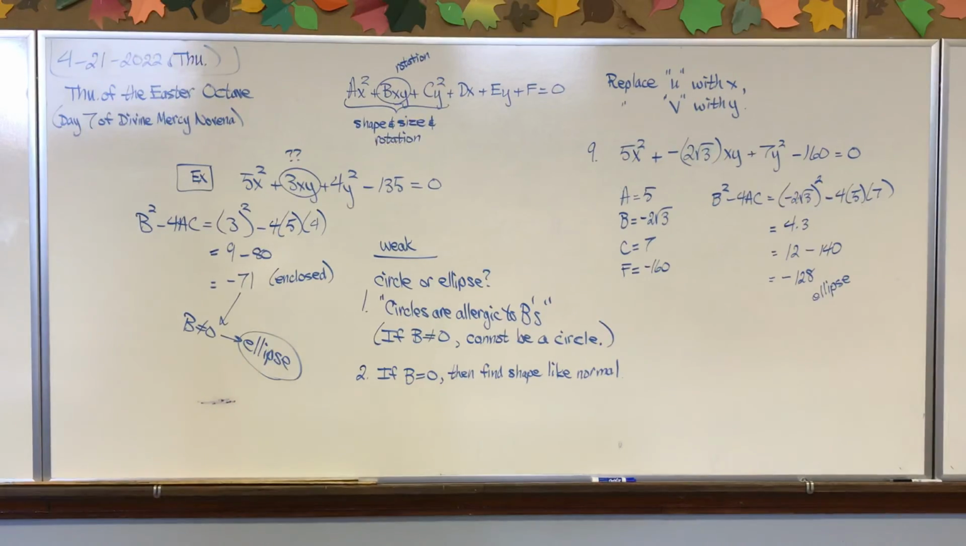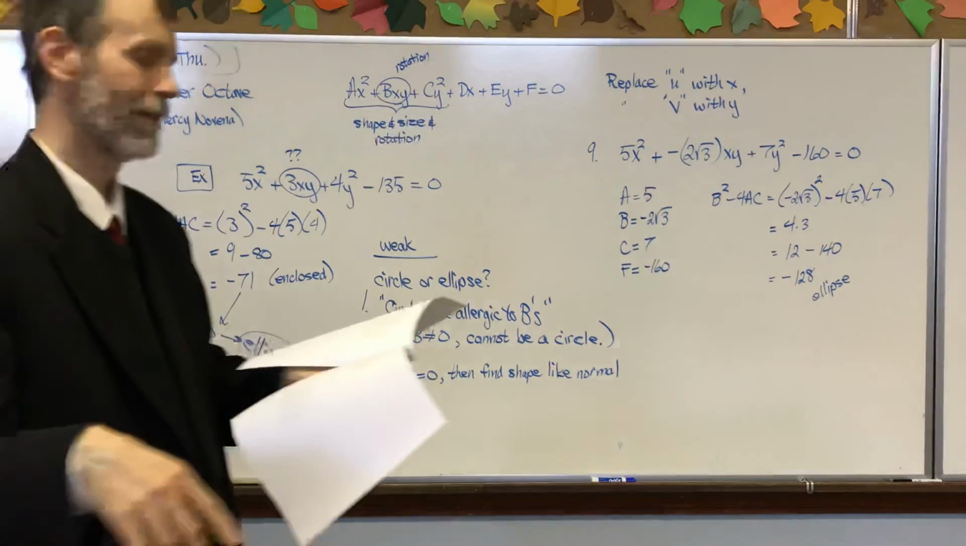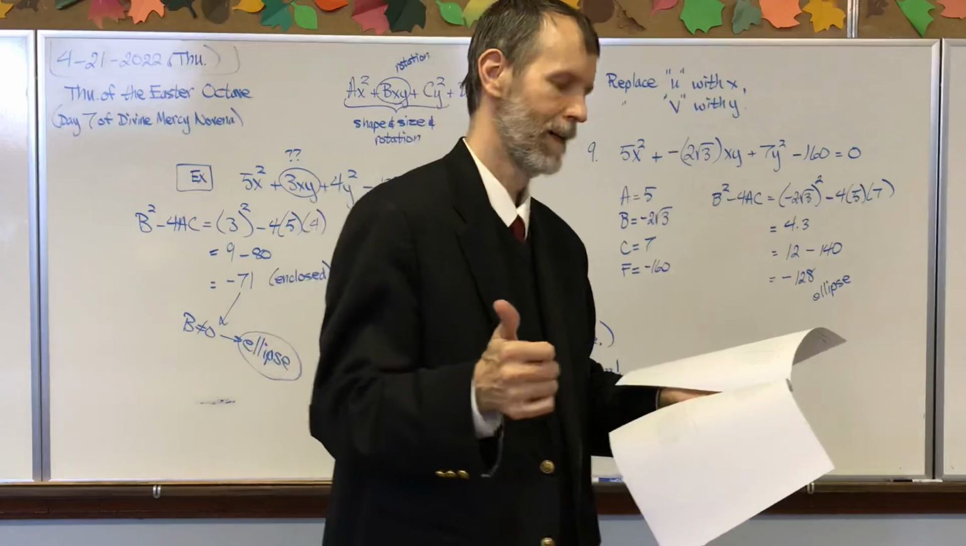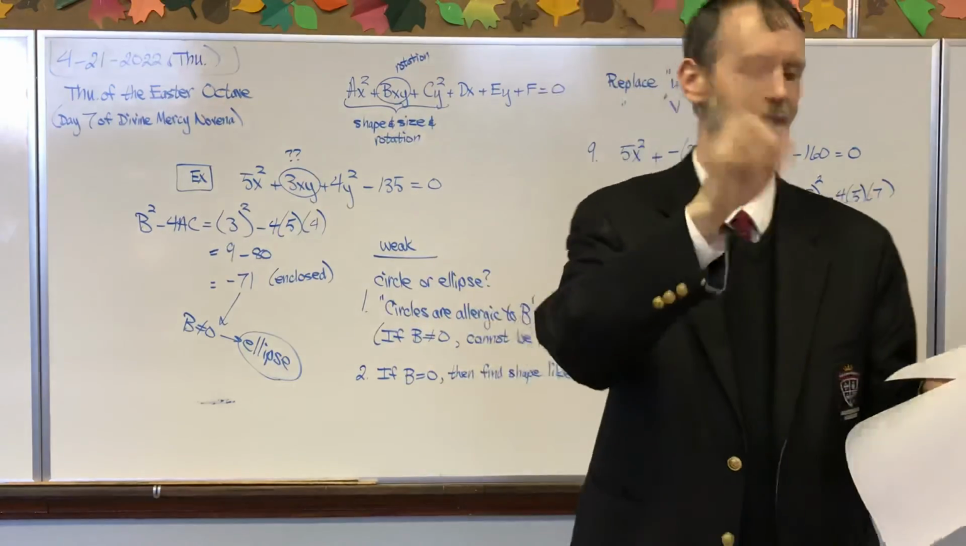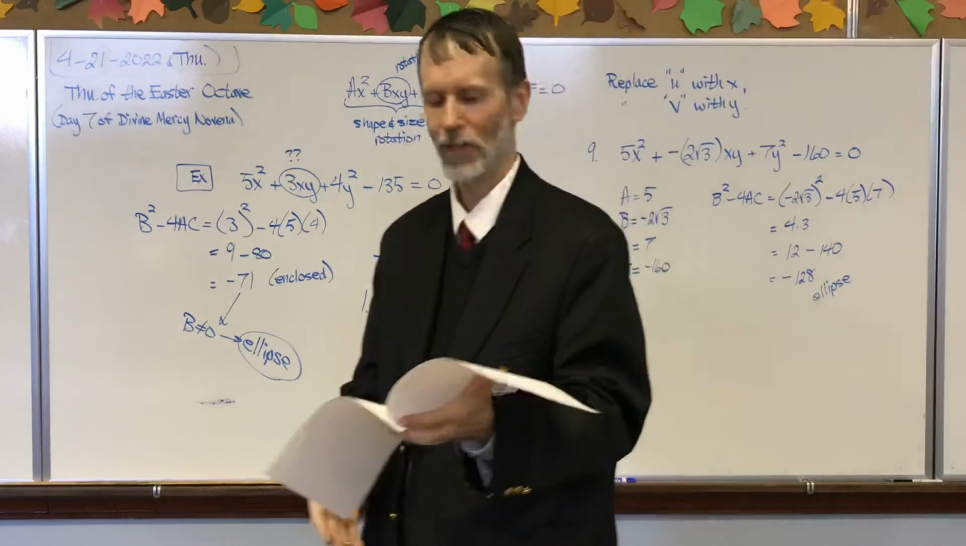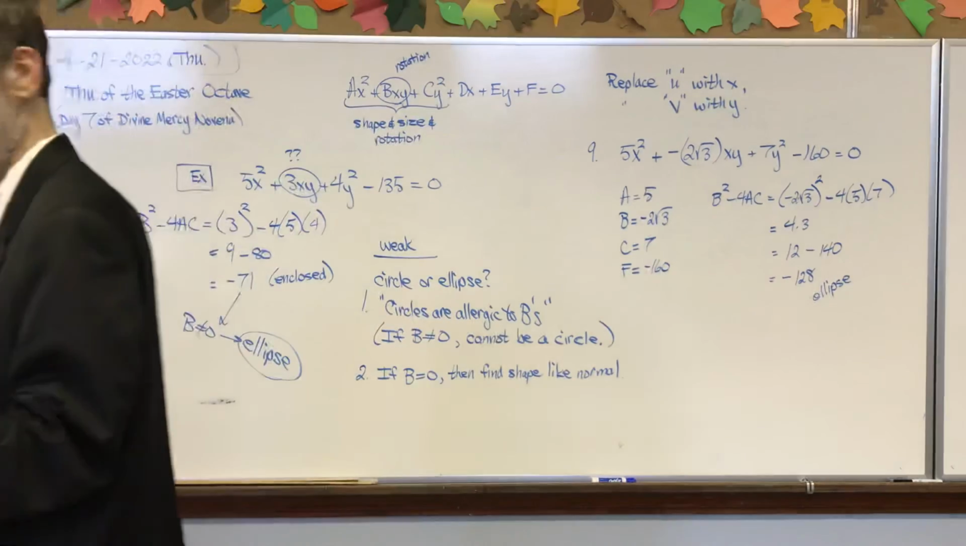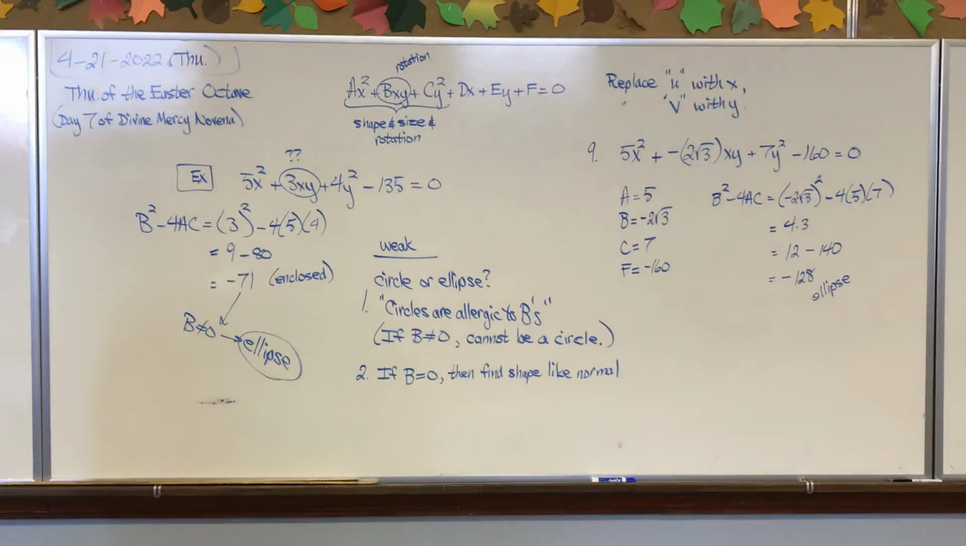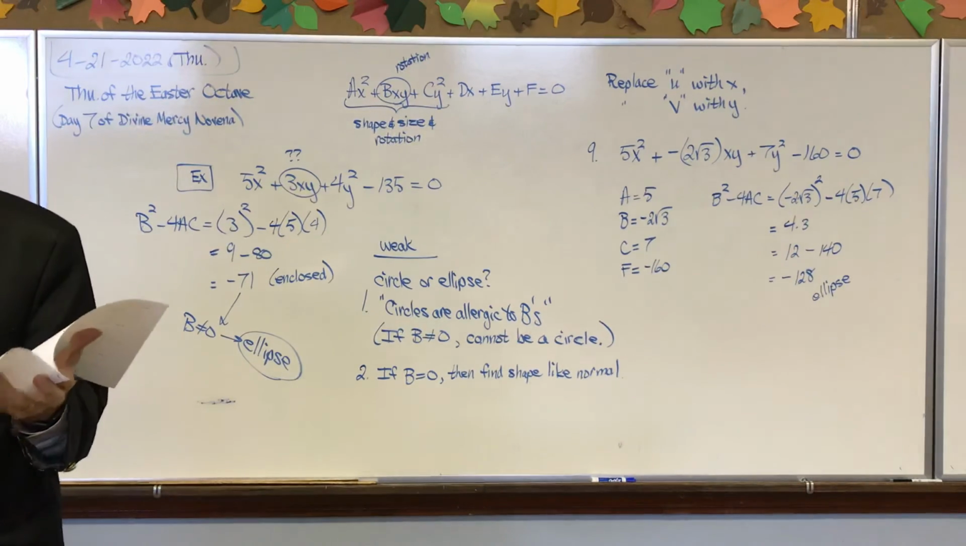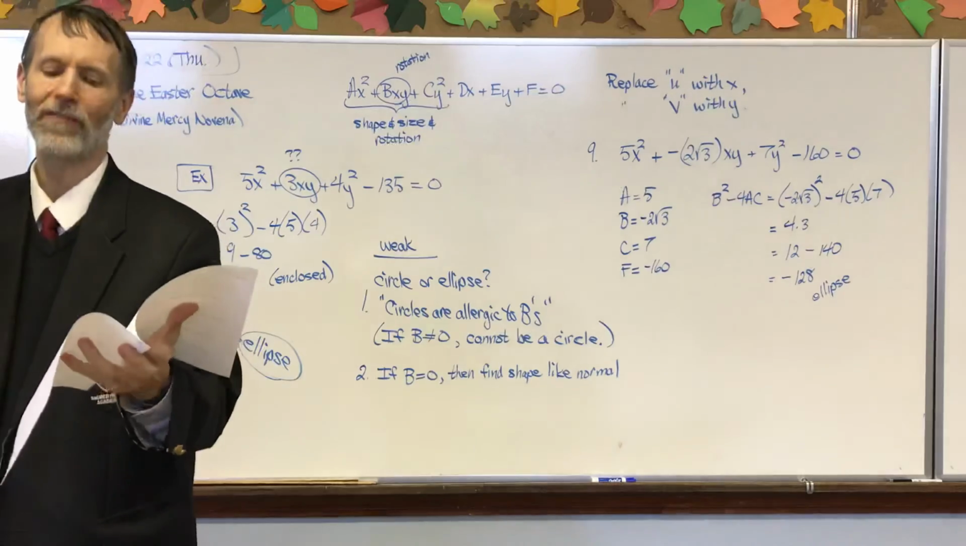That's a circle. How do you know? Both are squared and same coefficient. Yeah, both are squared, same coefficient. Number 14, what shape is that? That's an ellipse. How do you know that? Both are squared and positive, but different coefficients.